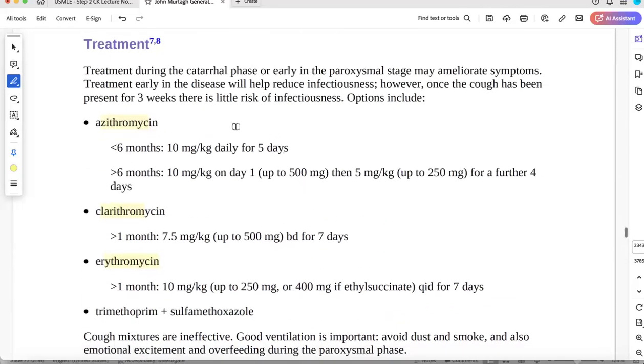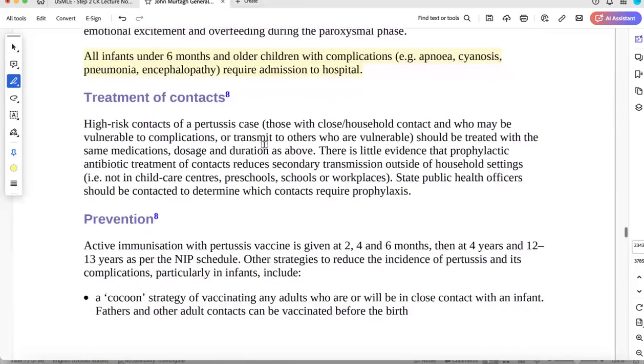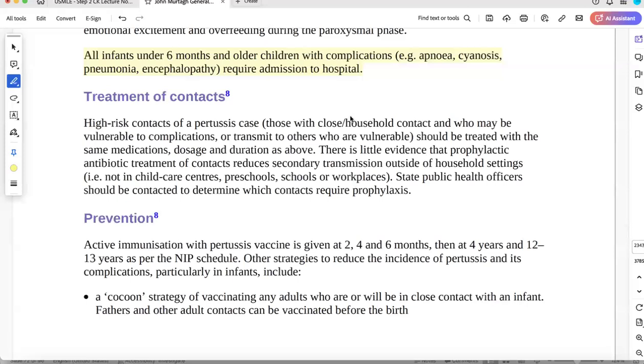Okay. Now the treatment means the index case, that means the patient will get this treatment. What about the contacts? So if the cough is less than 3 weeks, you do the nasopharyngeal swab. If cough is more than 3 weeks, you do the pertussis serology.